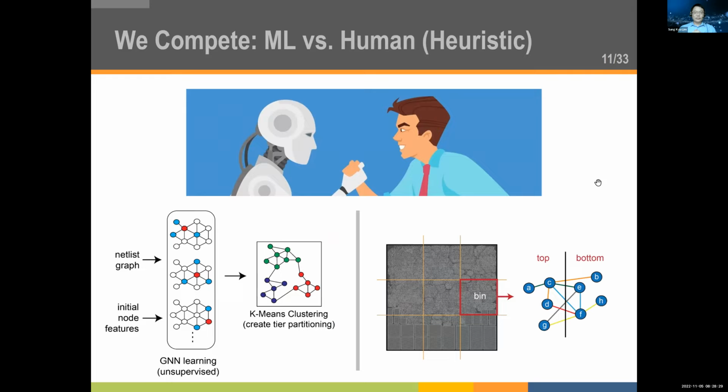So on the AI side, we're going to use GNN unsupervised learning to do this gate-level tier partitioning between top and bottom. And then we're going to use k-means clustering to eventually build the two tiers. Versus on the human side, I already told you about how we use bin-based FM to do partitioning. So we're going to see how they compete and who's going to win, right?